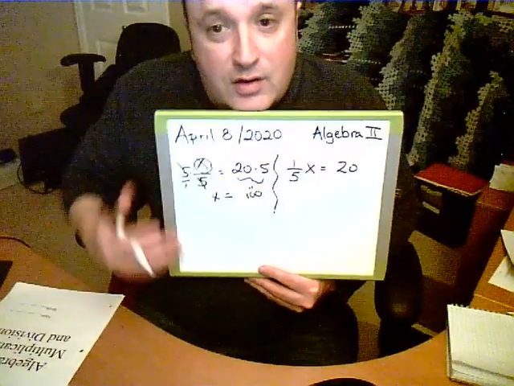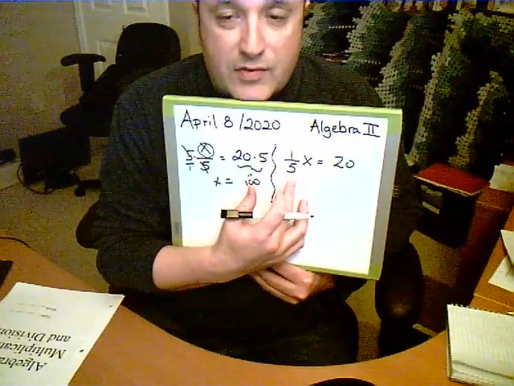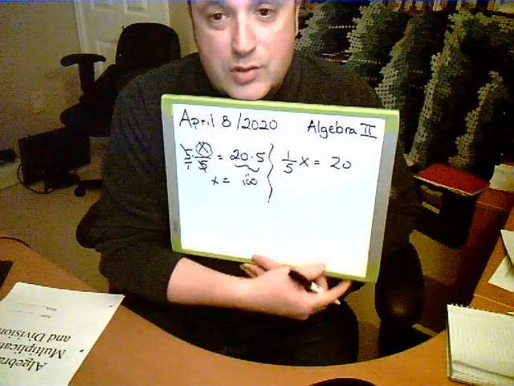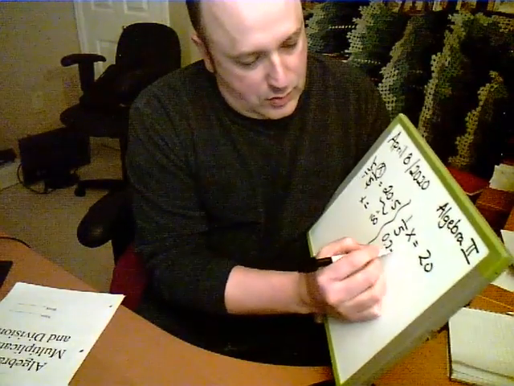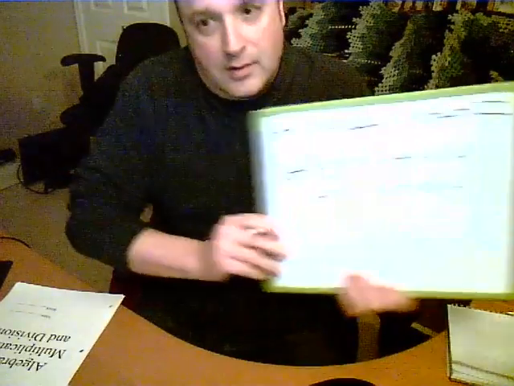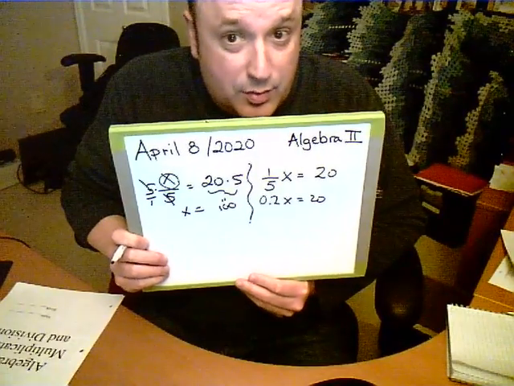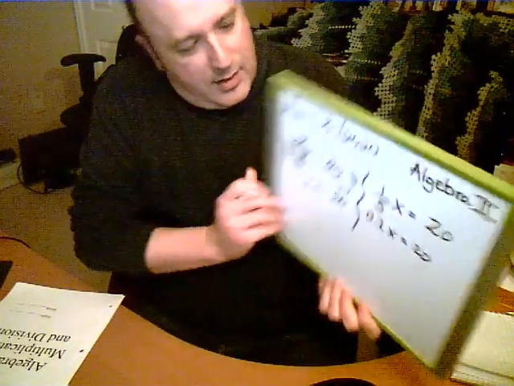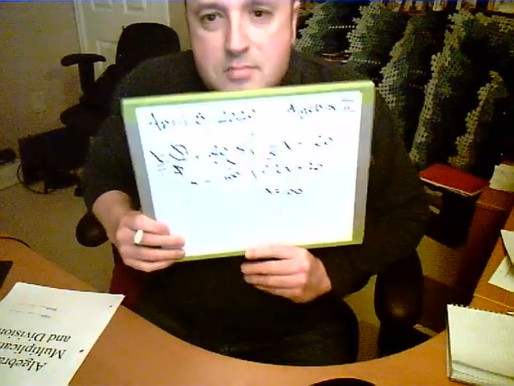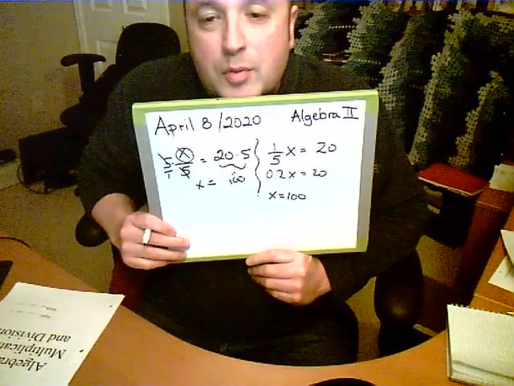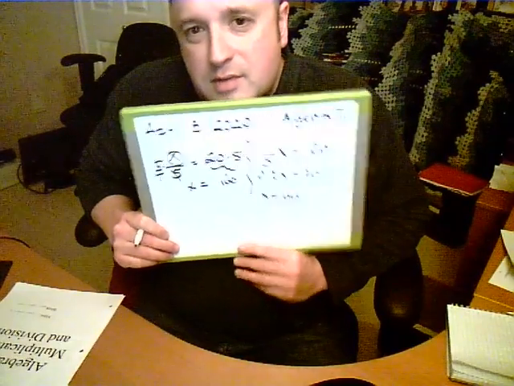On the other side, we have 1/5 x. Now you can convert 1/5 into a decimal if you like, and if you do that on your calculator you get 0.2. So 0.2x is equal to 20, and then you can divide by 0.2 on both sides. You wind up getting x is equal to 100. Divide 20 by 0.2 and you get 100. And that's fine, although sometimes decimals can be messy.